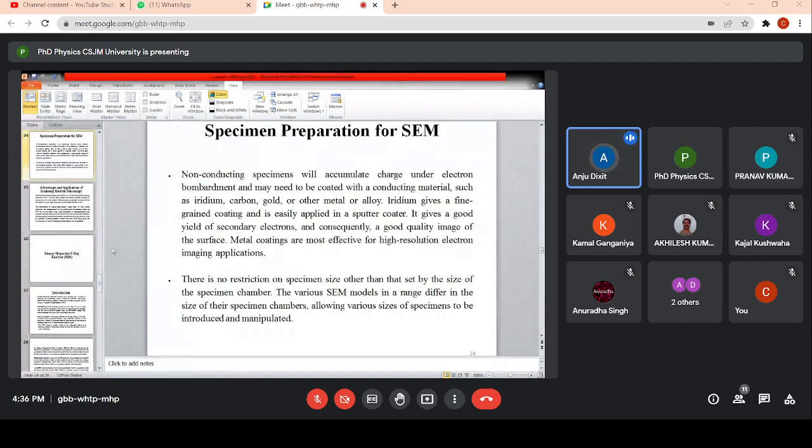Then sample should be conducting. It means non-conducting specimen will accumulate charge. Why it is so? Because अगर sample आपका conducting नहीं होगा, non-conducting होगा, तो ये अपने surface पे क्या करेगा, charges को accumulate करेगा under electron bombardment and may need to be coated with a conducting material such as iridium, carbon, gold, silver or any other metal or alloy. Iridium gives a fine grain coating and is easily applied as sputter coater.